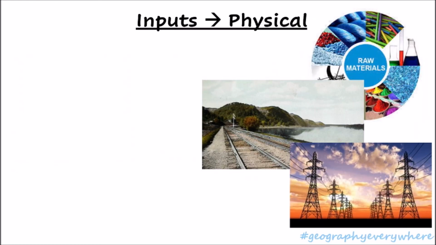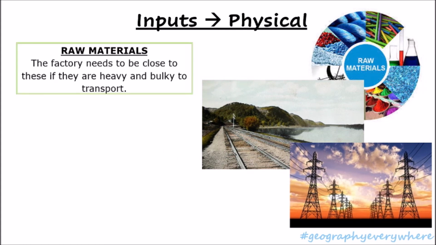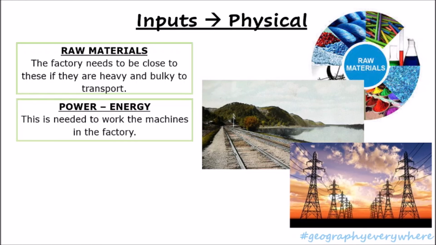Let's go through some of the inputs. These are the physical inputs. The first one is raw materials. The factory needs to be close to raw materials, such as, for example, coal. For some industries, raw materials are more important than others. You also need power and energy, electricity. In the past, it was good for the industry to locate right near a river because they could use the water to move the machines, but now we have electricity, so it's always good to be next to that.